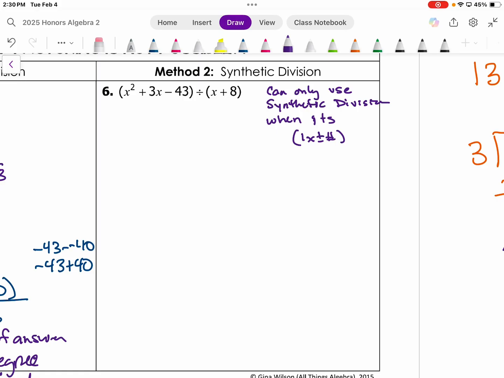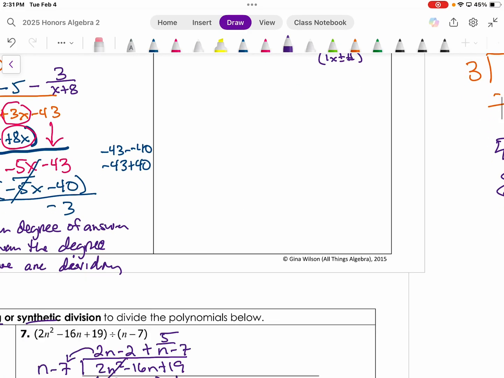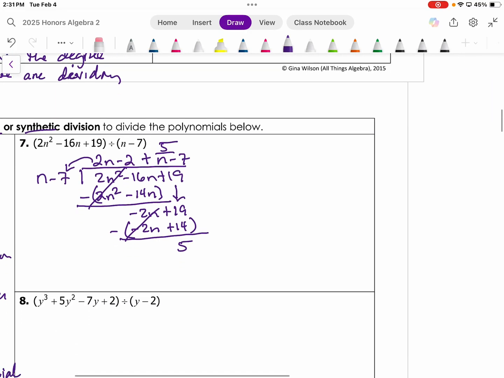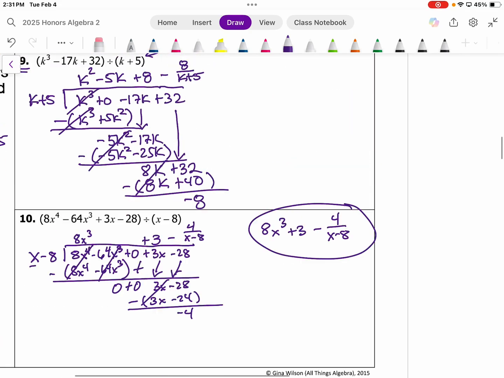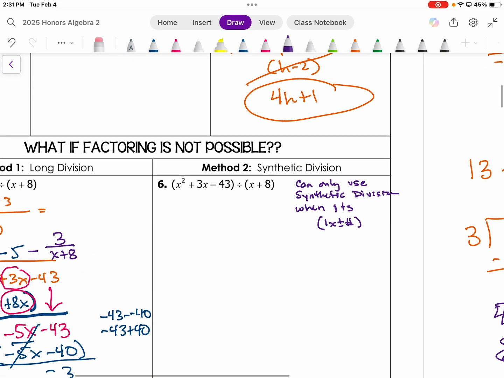So if they show after the division sign 2x squared plus 1x plus 3, you can't do synthetic division. If it's 2x squared plus 1, you can't do it. It has to be 1 as the coefficient on that x, no power, and then plus or minus a number. So now all we've done so far are examples where we can do synthetic division.